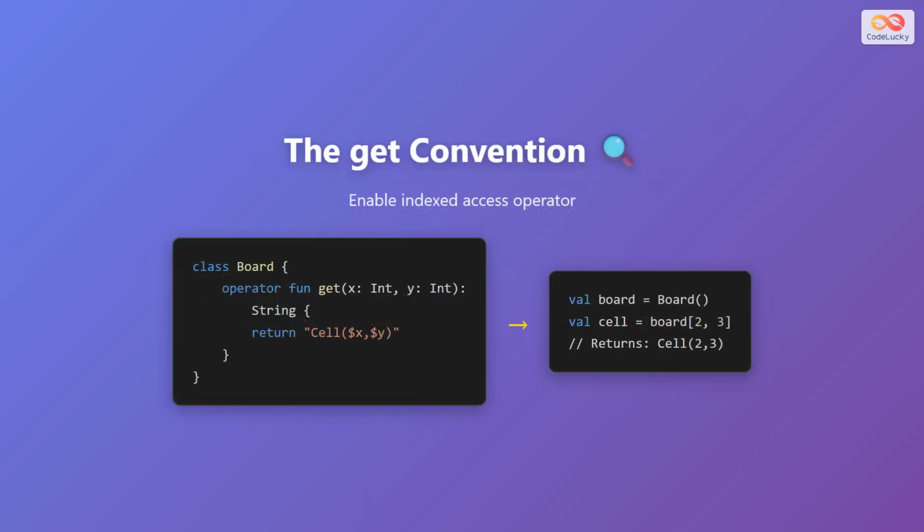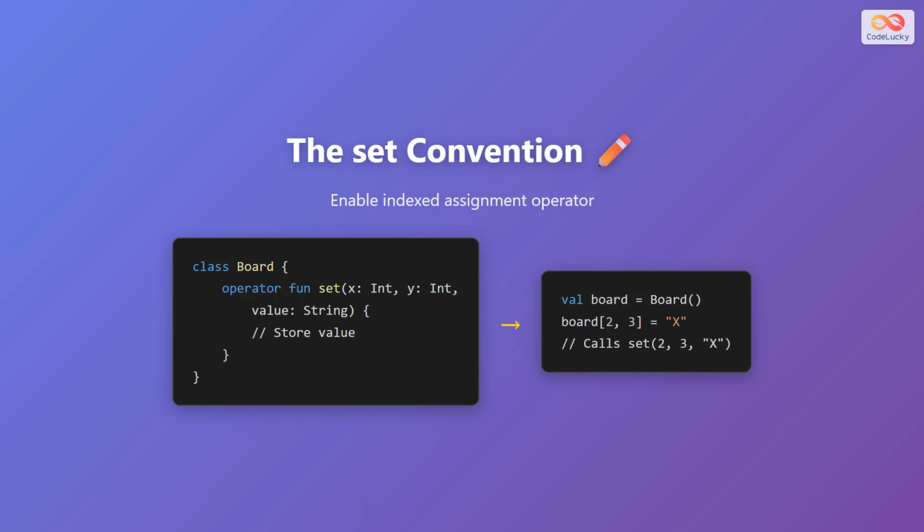The get convention enables the indexed access operator for your custom types. By defining an operator function named get, you can use square bracket notation to retrieve values from your objects. In this example, we have a Board class with a get function that accepts two integer parameters, x and y, and returns a string. Once we create a board instance, we can access elements using square brackets with two indices, like board[2, 3]. This calls the get method and returns the string "Cell(2, 3)".